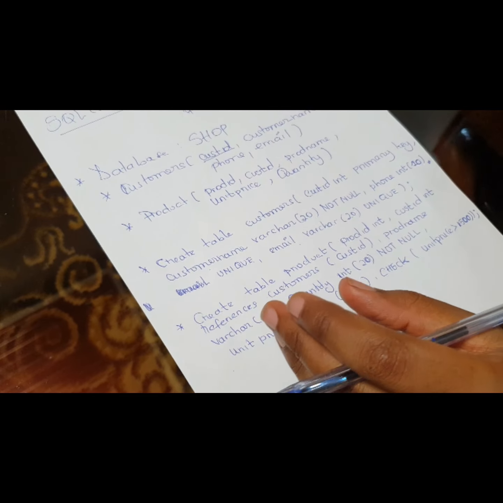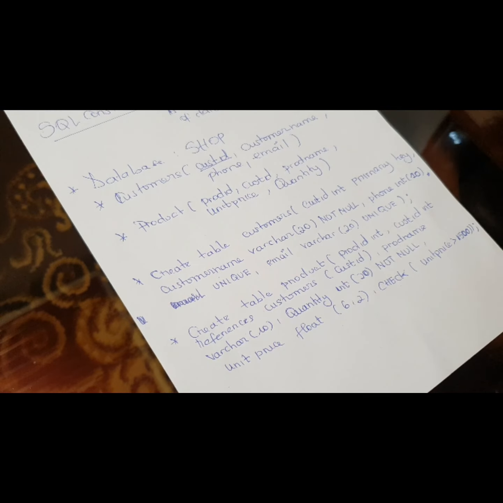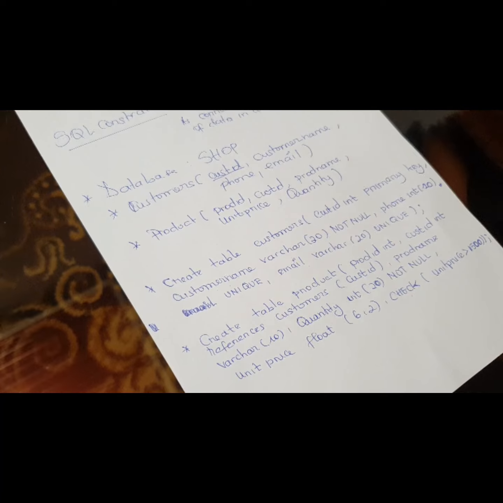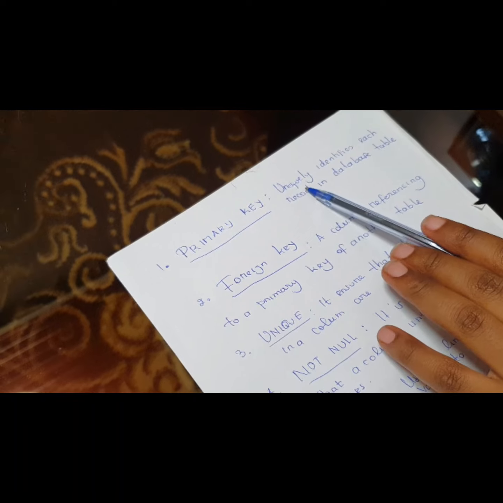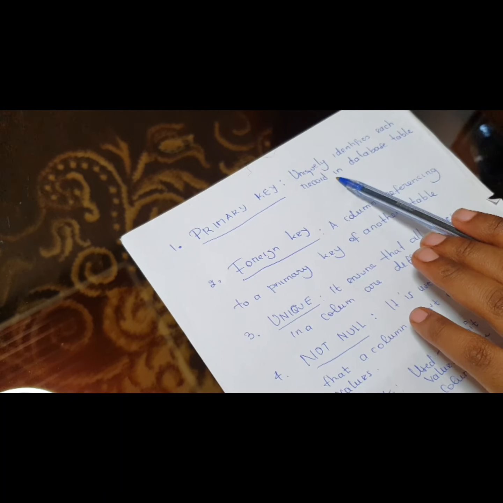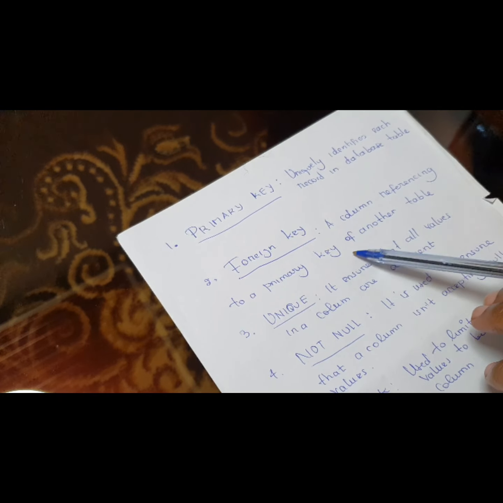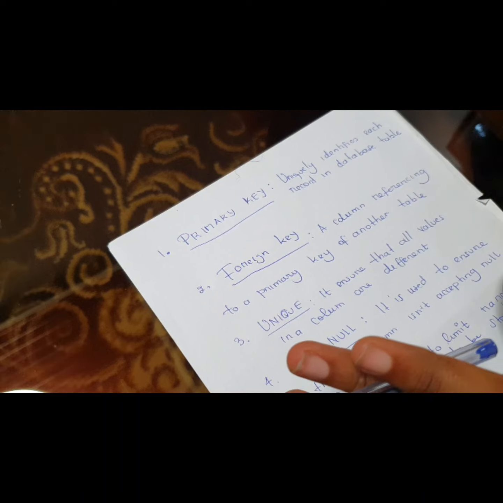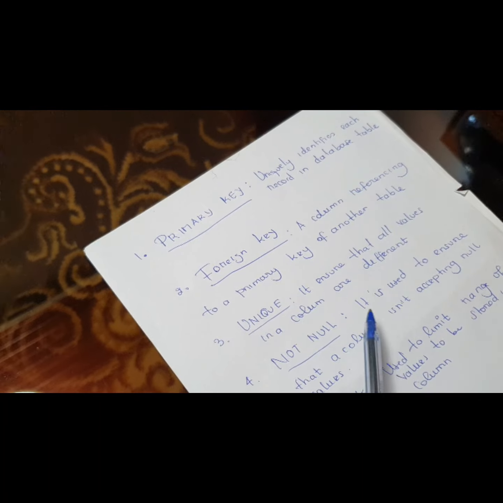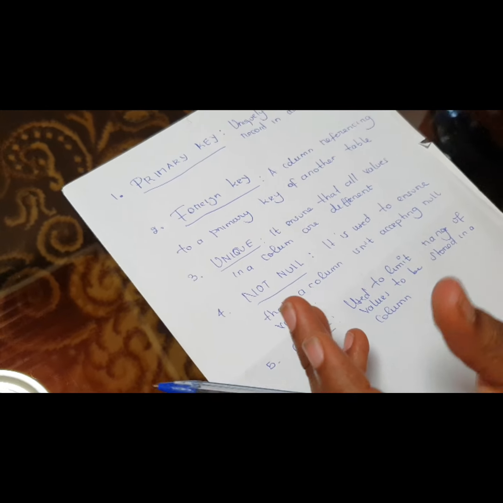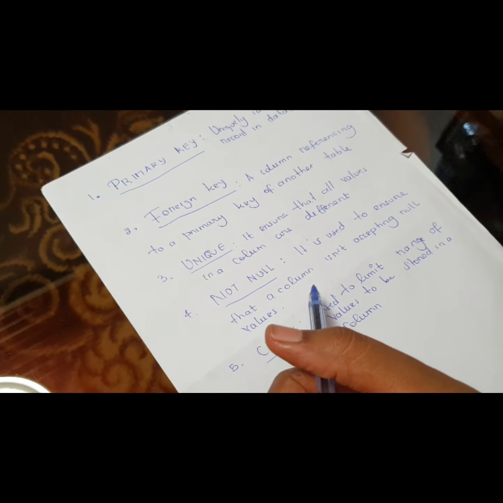I can't leave without showing you a clear definition that will allow us to understand correctly what SQL constraints are. Primary key uniquely identifies each record in a database table. Foreign key is a column referencing the primary key of another table. As I have shown, unique constraint ensures that all values in a column are different, in order to provide better security and clear maintenance of our records.